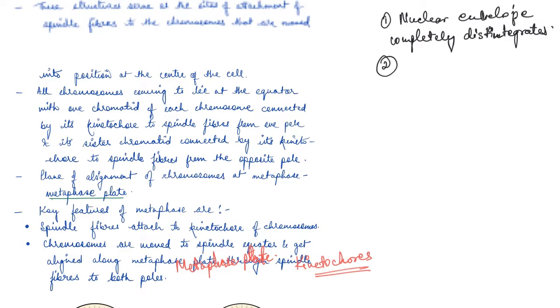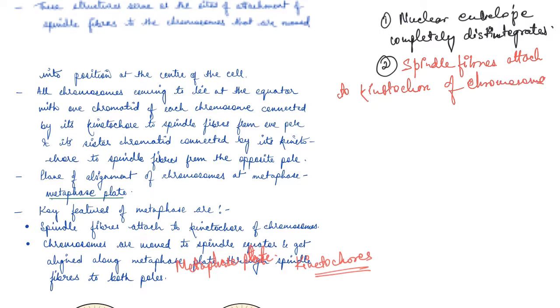Then what is happening? Then we have spindle fibers. They attach to the kinetochore of chromosomes, right? And then what is happening? Third is that these chromosomes are moved to the spindle equator, and they get aligned along the metaphase plate through spindle fibers to both poles, right? The north and the south pole.